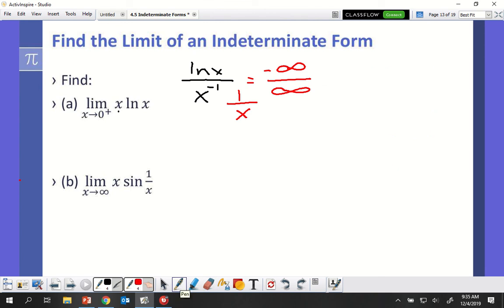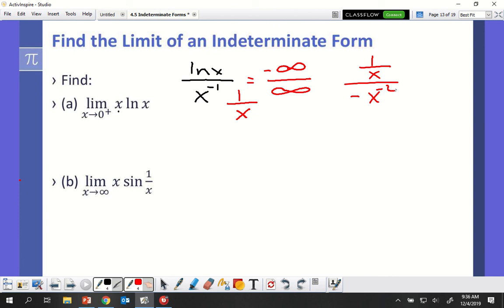Alright, so doing L'Hopital, the derivative of ln x is 1 over x, and the derivative of x to the negative 1 is negative 1x to the negative 2. Very good. Okay, so let's do it again. Let's see what we get.